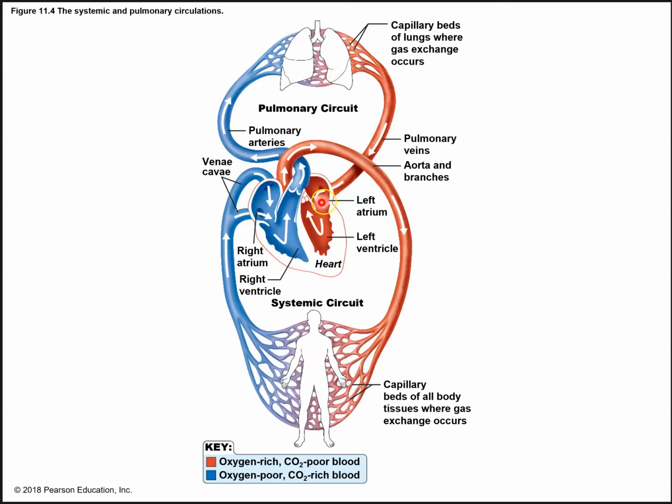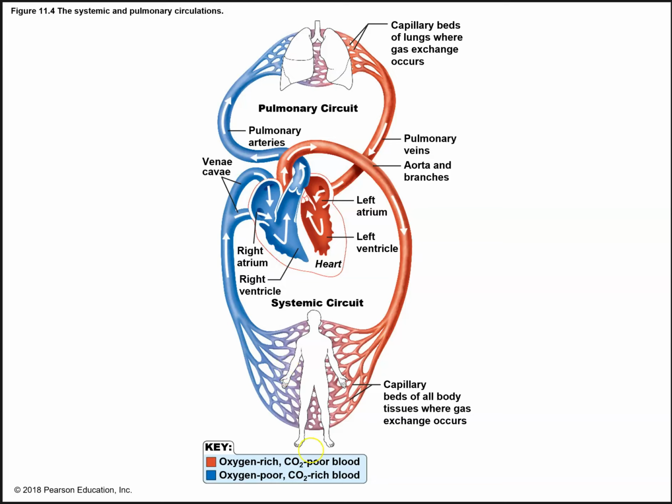Now, from the left atrium, it enters the left ventricle. This valve right over here is called the bicuspid or the mitral valve. And from the left ventricle, when the heart contracts, the blood is forced through the aorta under really high pressure to different body systems. So now you see blood is entering the systemic circuit. So the oxygenated blood is pumped to the body systems.